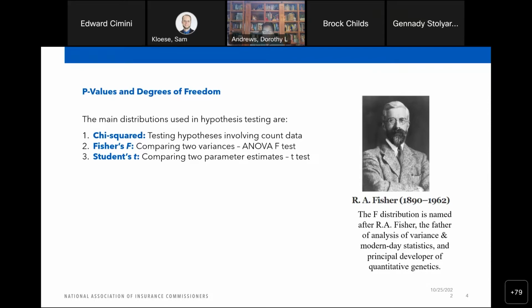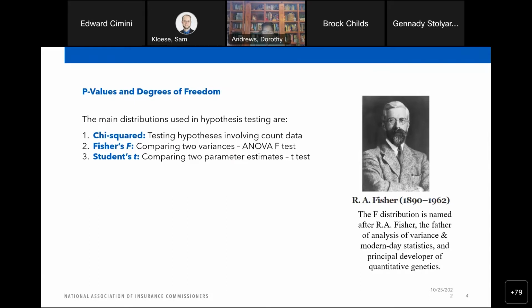Well, there are three main distributions that are really dependent on degrees of freedom to determine their shape. They are the chi-square distribution, which usually involves tests of hypothesis involving count data. We have the Fisher's F distribution, which was named after Ronald A. Fisher. A lot of statisticians like to name things after themselves, and that's why it's called the F distribution.